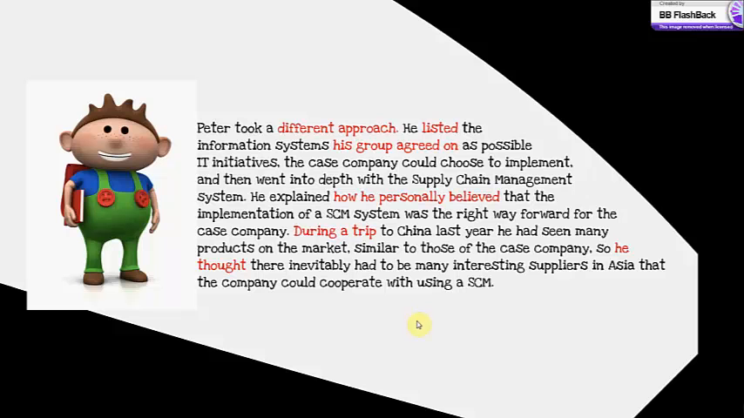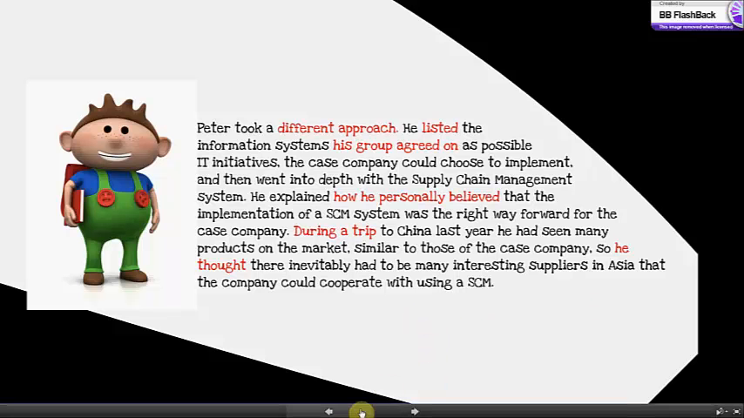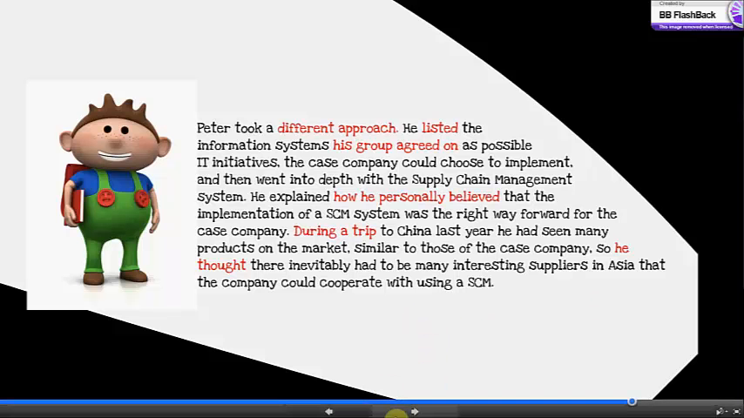Peter took a different approach. He listed the information systems his group agreed on as possible IT initiatives that the case company could choose to implement, and then went into depth with the supply chain management system. He explained how he personally felt implementing a SCM system was the right way forward for the case company, as he during a trip to China last year had seen many products on the market there similar to those of the case company. So inevitably, there had to be many interesting suppliers over there that the case company could cooperate with using SCM.